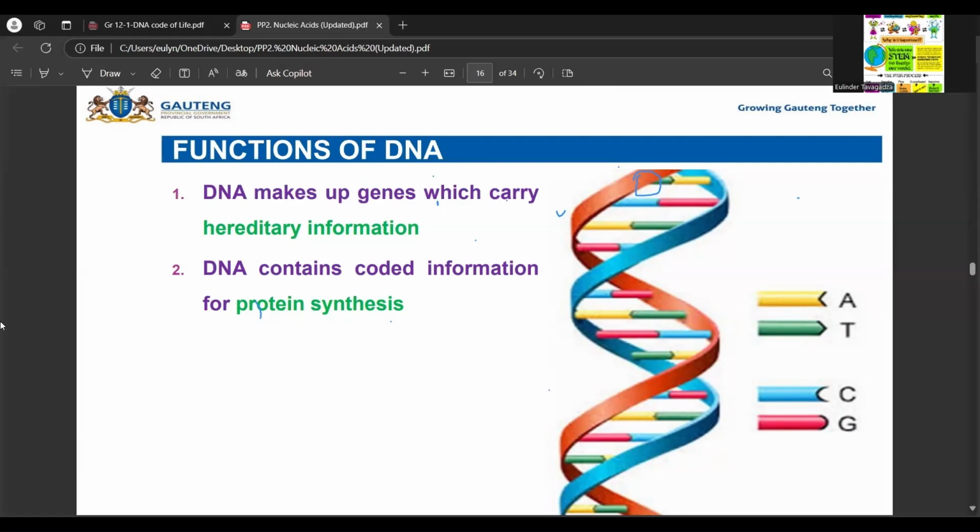So, on the first point, when we're saying it makes up genes which carry hereditary information, in other words, we are saying the nuclear DNA transmits hereditary characteristics. So it transmits hereditary characteristics.